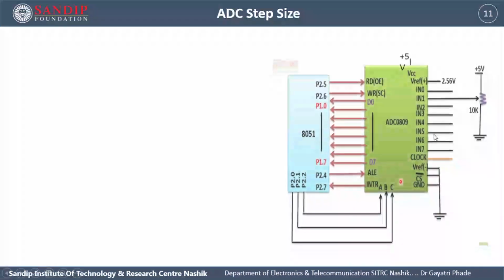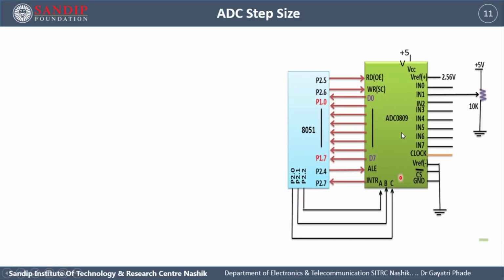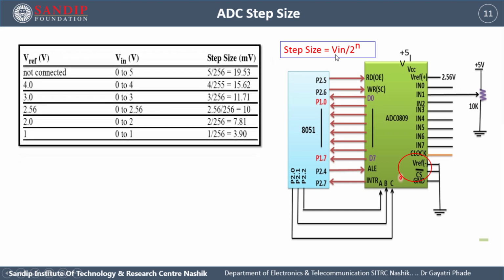How to calculate the step size? It is based on V in and the n bit resolution of the ADC. So step size is calculated as V in upon 2 raised to n. Step size depends on two factors. First, V in. Here is the table where we can understand V in, and V in depends on the V reference as shown over here.